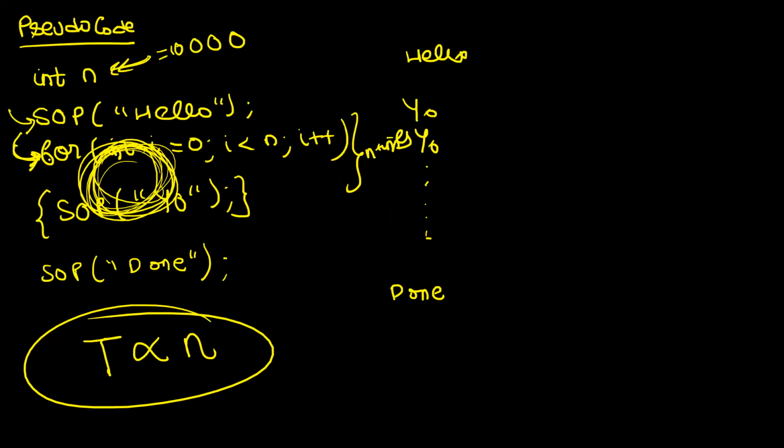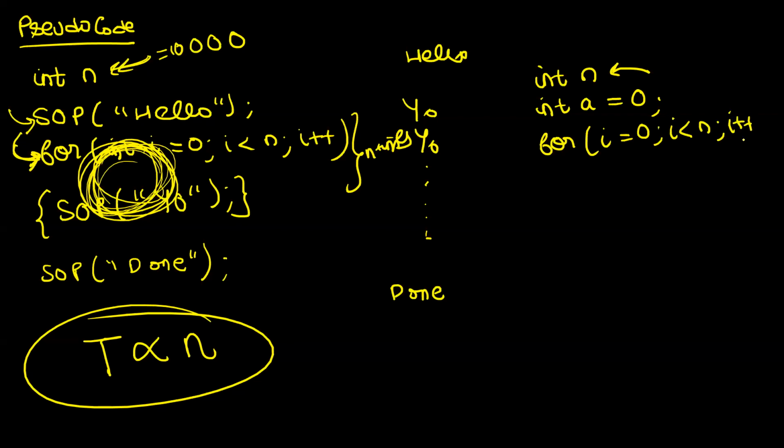Okay. Now, similarly, if I give you the same code, where n is taken as input from the user, and let's say I take a variable a equal to 0, and then I run a loop. Again, what is the major time contributing factor of this code? This for loop, right? Because this will be running for n times.